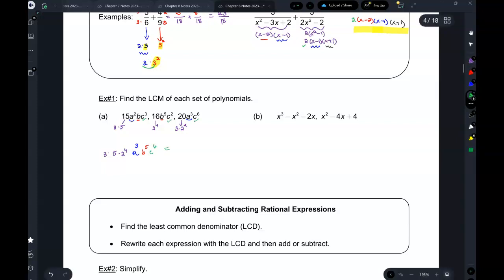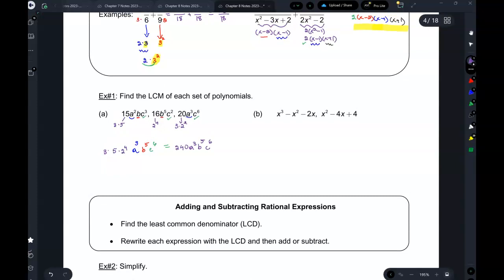All together, that becomes 240 A cubed, B to the 5, C to the 6. Okay. So that's the LCM.